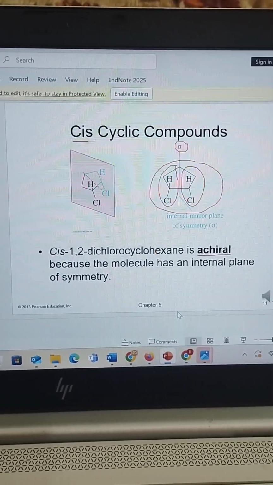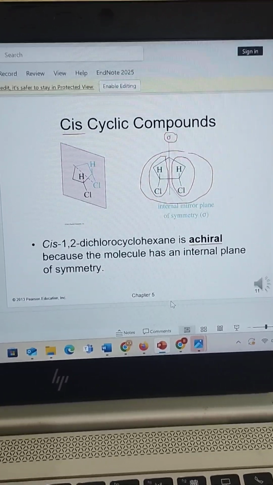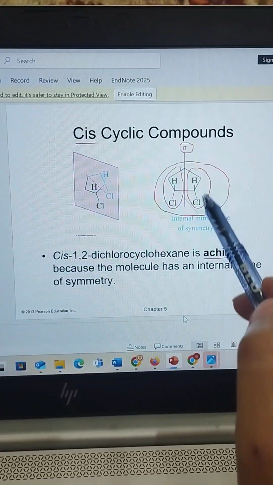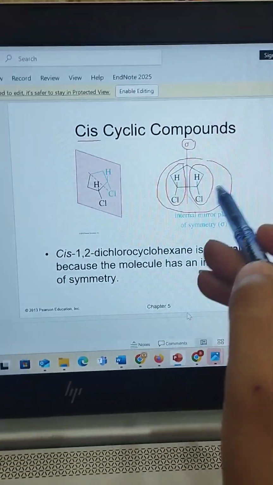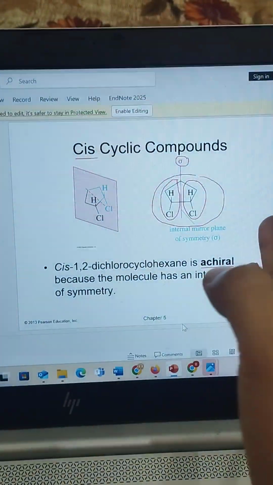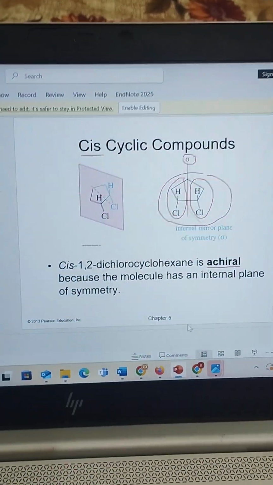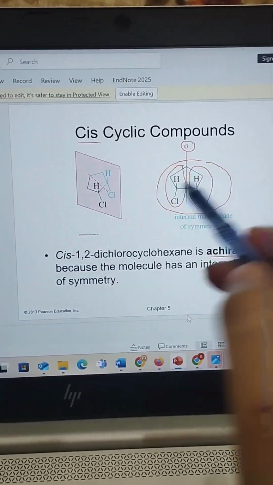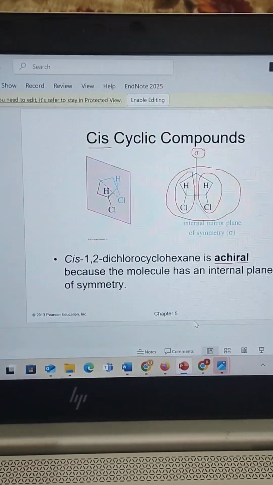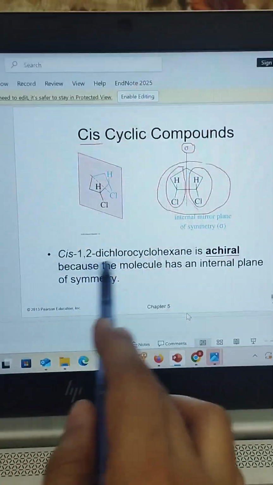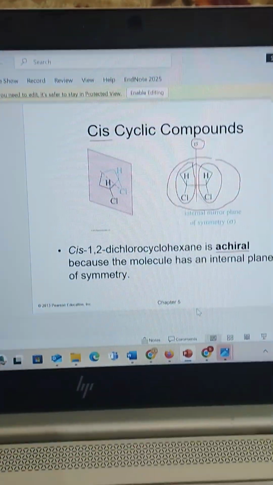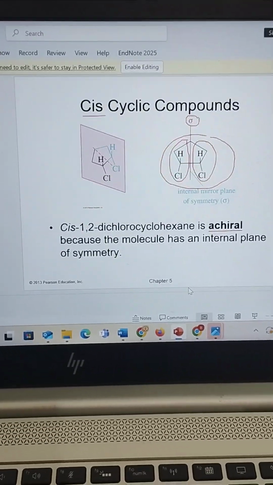Now about cis cyclic compounds. A cis cyclic compound is basically achiral, because if we have two carbons, let's see, this and this, although they are chiral centers, a plane of symmetry is passing through, and these two sides are equivalent and similar. So the whole molecule would be achiral. This is the example of cis-1,2-dichlorocyclohexane, which is achiral because the molecule has an internal plane of symmetry. This is another indication that the molecule is achiral.